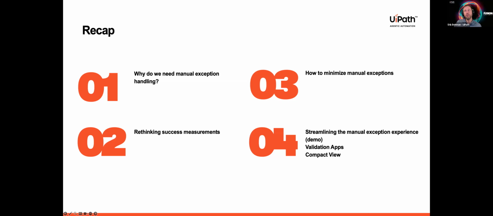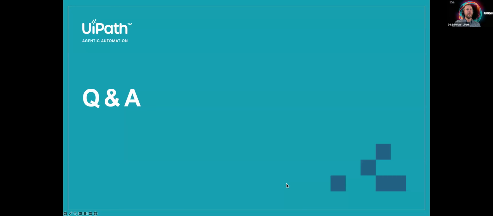We then talked about how to minimize the manual exceptions by using business rules, using confidence in a smart way. And then we saw the demo of the Action Center, both the classic and the compact view, and how the business rules could help guide our eye and guide our effort to be minimized. And then how validation apps brings us new capabilities, both for data, for suggestions, and for actions. So with that, I think we'll open the floor to the audience and see if there's any questions.